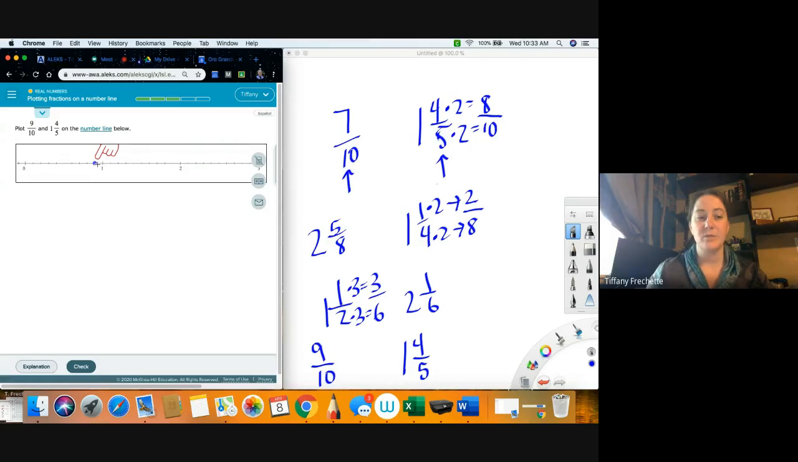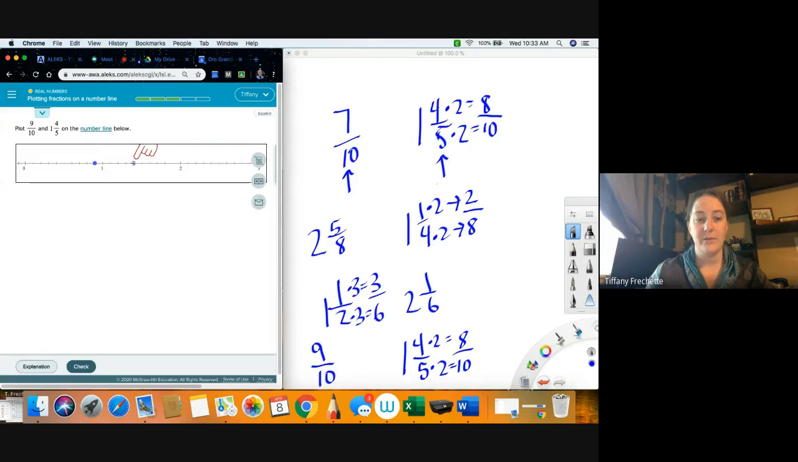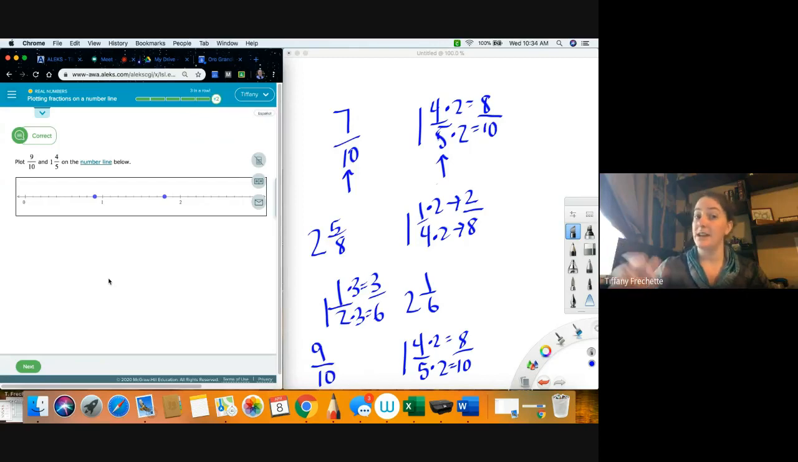All right, my next one says 1 4/5. So remember, we want to turn this into a 10. And to do that, I have to multiply by 2. So I want to do the same thing to the top. So I'm going to go over 8 tenths. I'm going to go 1, 2, 3, 4, 5, 6, 7, 8. Right there. And this is 1 4/5, which is the same thing as 1 8/10. All right. I want to make sure it didn't click again. All right. Check. And we're all done. Yay.